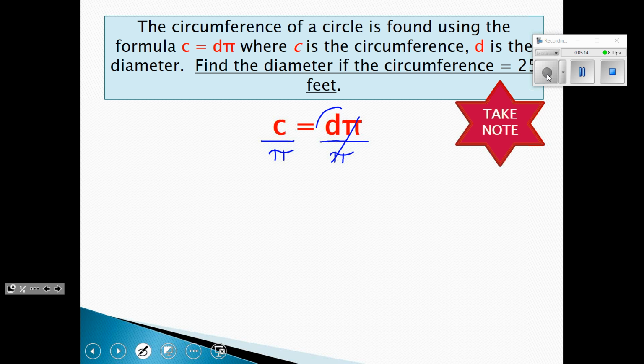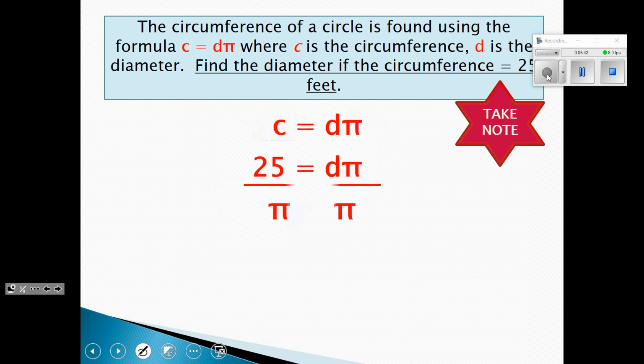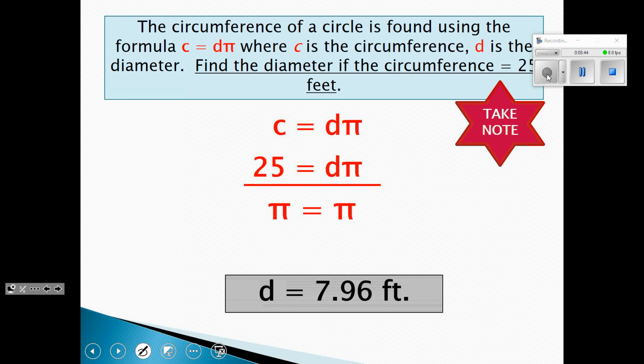That means to figure out the diameter, all we have to do is take the circumference and divide by pi. So the circumference was 25 feet, and we're simply going to divide that by pi, which is 3.14159. You can use 3.14 unless your calculator has a pi button. If it has a pi button, you can just say 25 divided by pi. And what that looks like is 7.9600 feet.